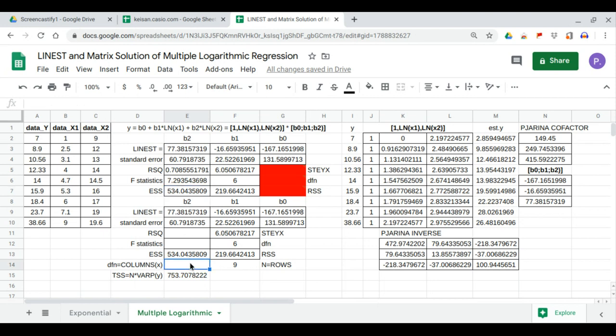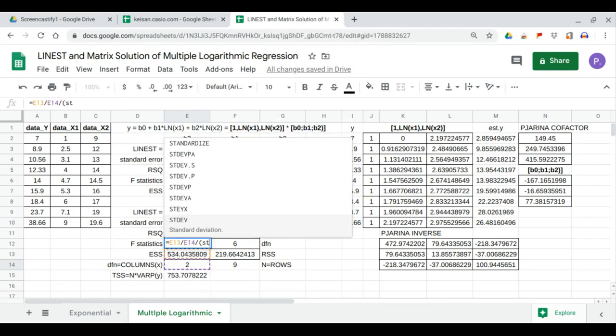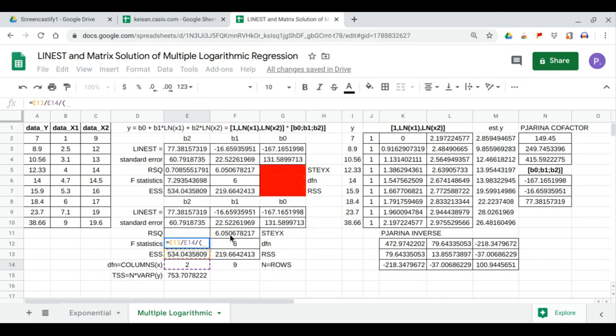For the F statistic, first we calculate the degrees of freedom of the numerator, which is equal to the columns of the x values, or the x variables. We have only two x variables, so we can calculate the F statistic, which is the regression sum of squares divided by the degrees of freedom of the numerator, divided by s_y.x squared, or s_y.x raised to the power 2. 7.29 matches our LINEST output.